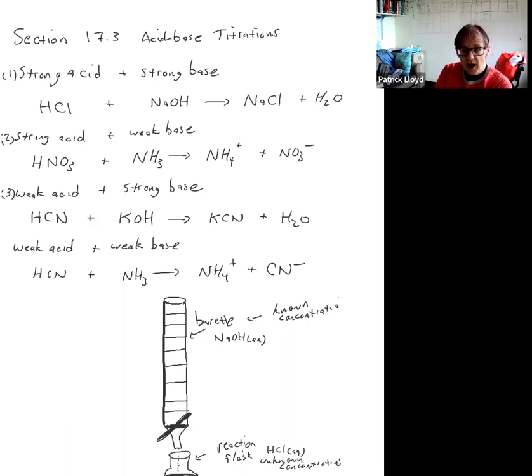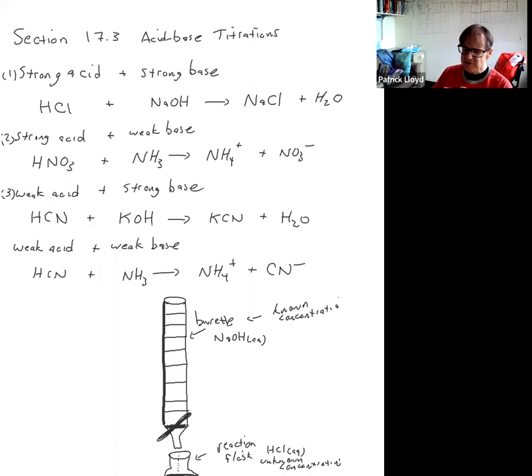So here's what will often happen as you add more and more of the base to the acid in this solution. Let's think about it for a moment. Before any base is added, the solution is going to be acidic, right? So what would we expect the pH to be if we have an acidic solution? Acidic solution should be less than 7, right?